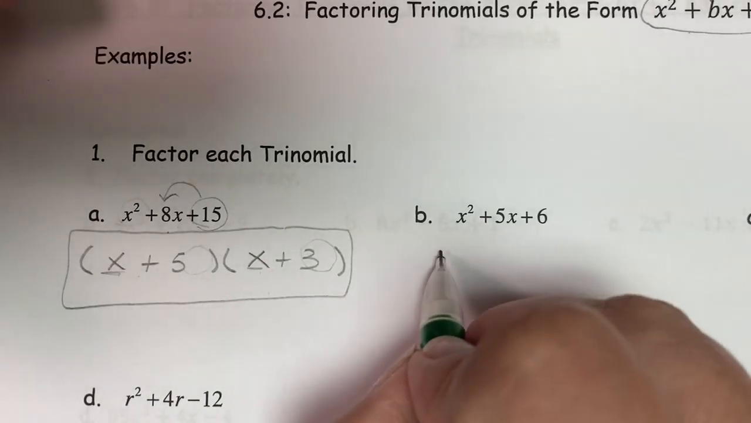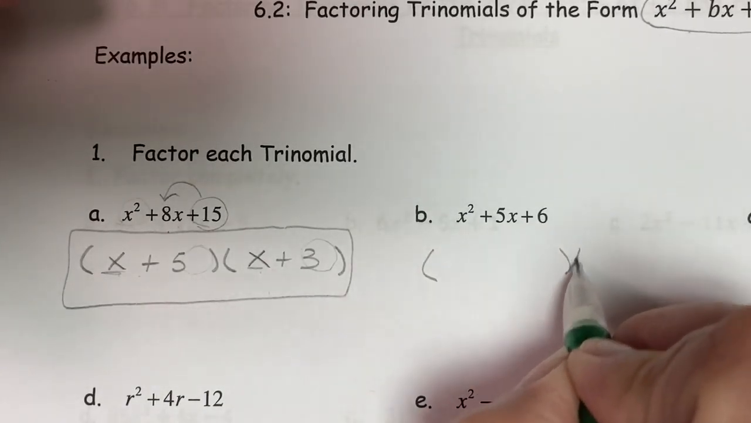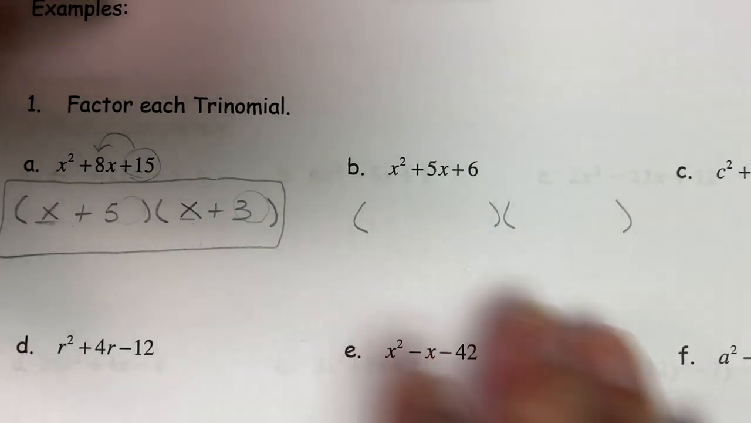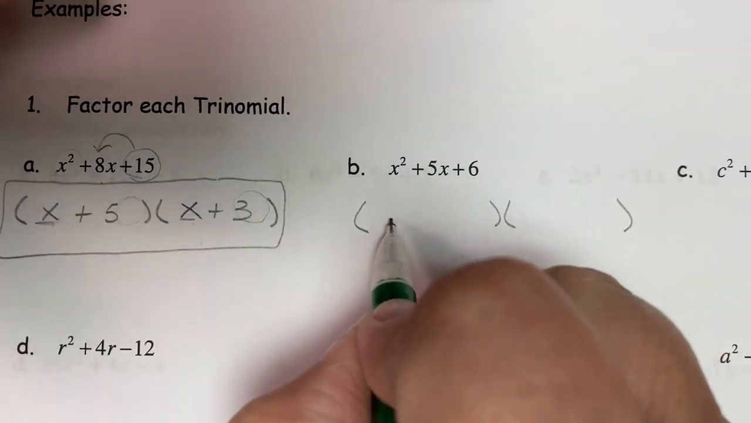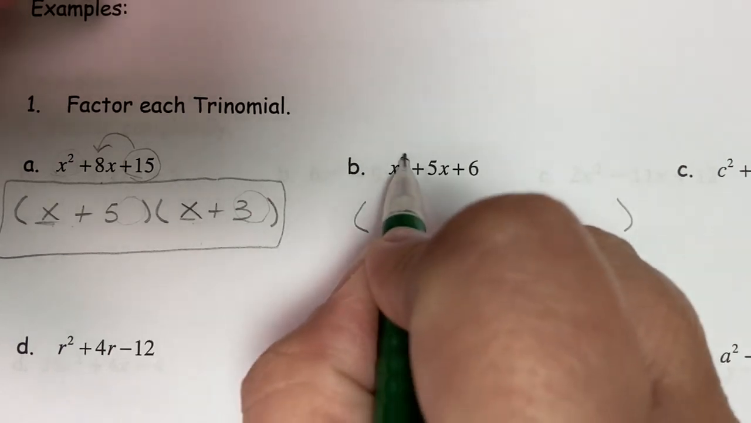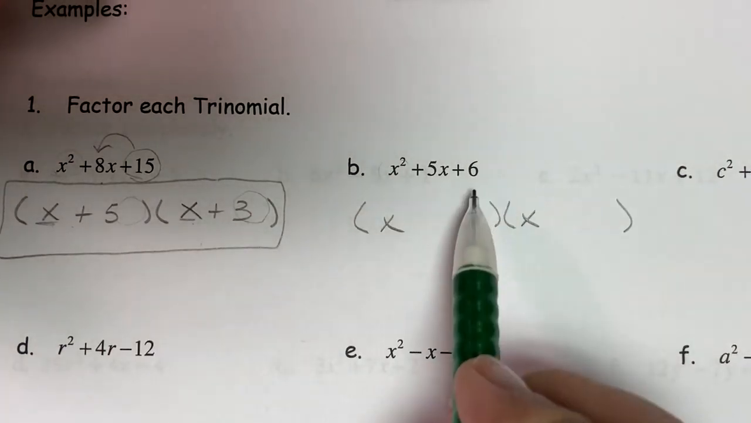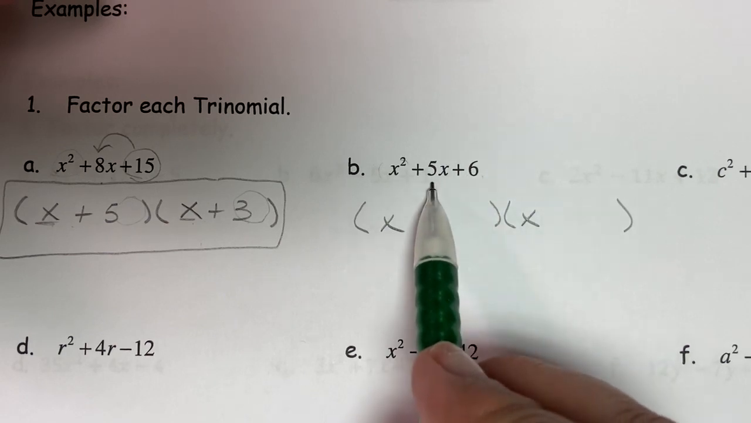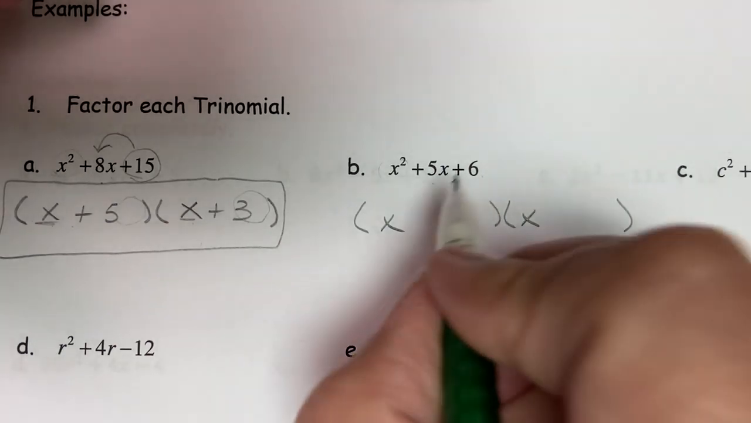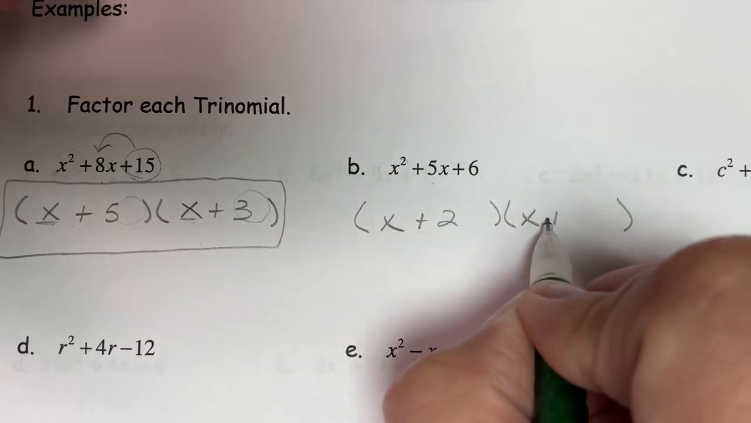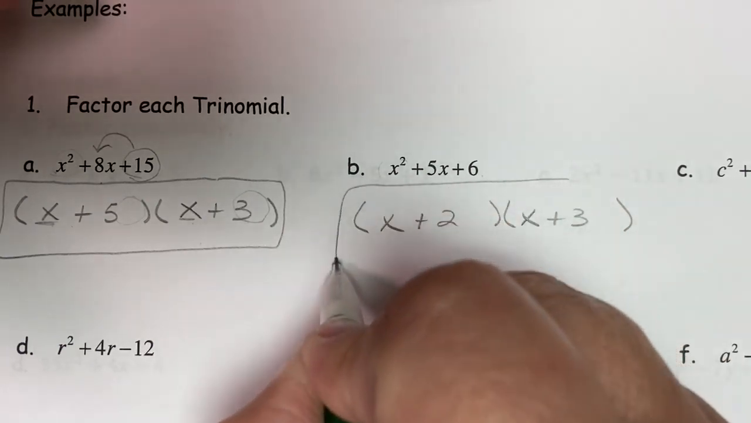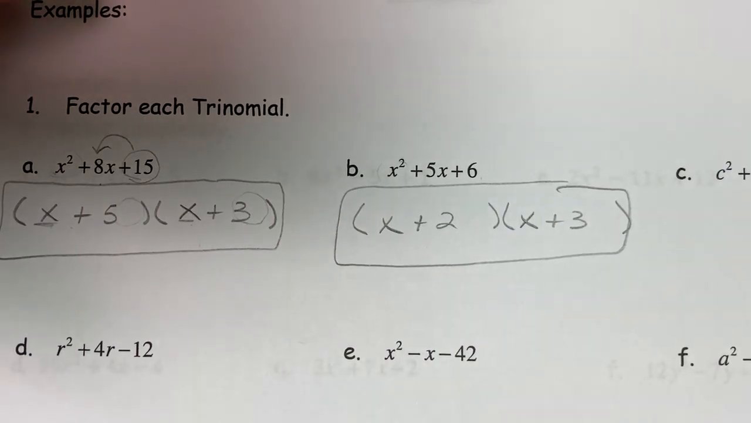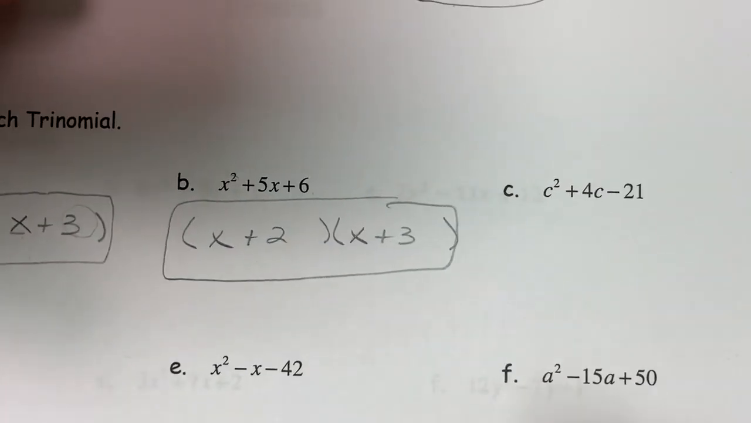All right, let's do this one. So again, we're going to factor. Put down two sets of parentheses. There's no GCF. We're going to have an x and an x. That's easy. Now, what two numbers multiply together to get 6, but add together to get 5? Well, those numbers are going to be 2 and 3.